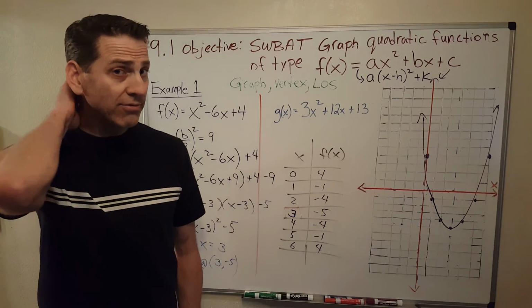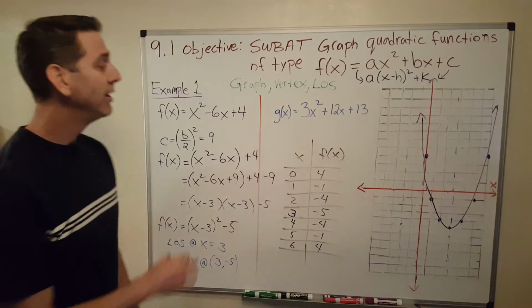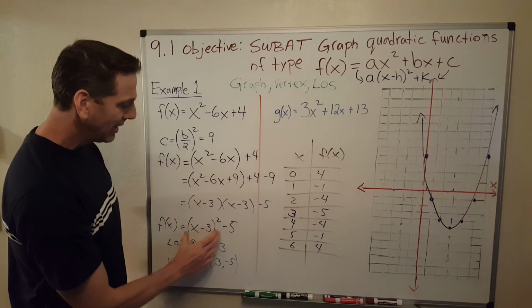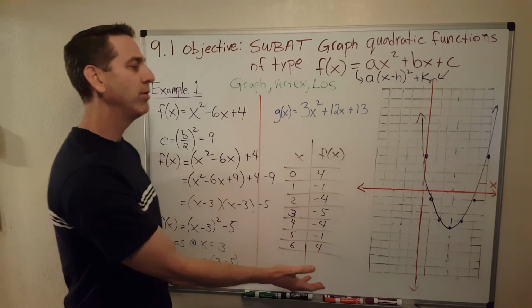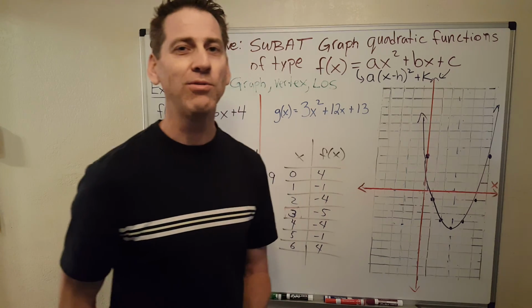That's how you graph. When it's in standard form, you first need to complete the square, get it into what I call a vertex form, and then you're able to make your table, and then you can graph it.